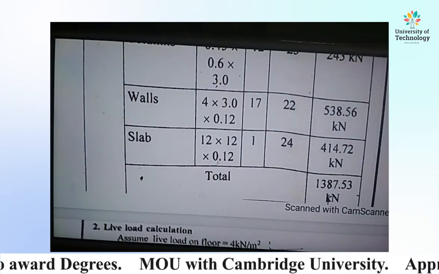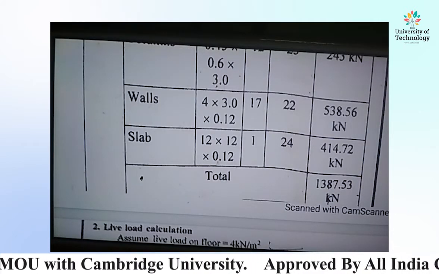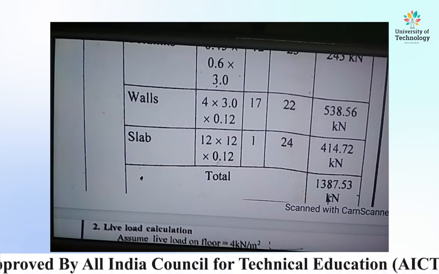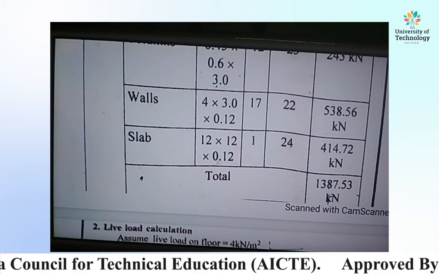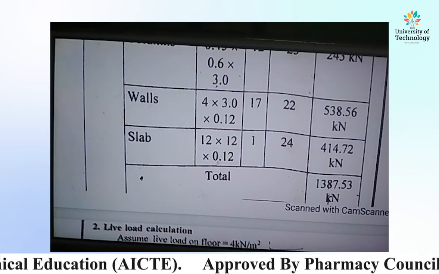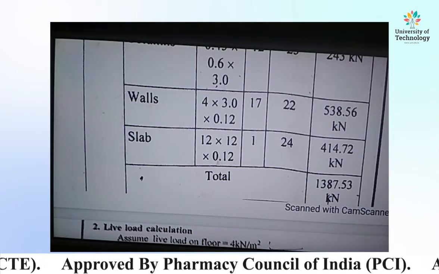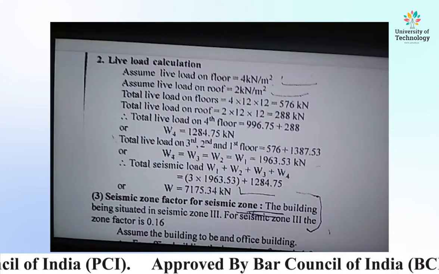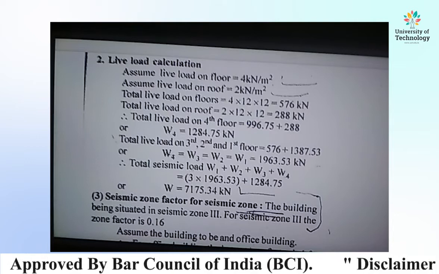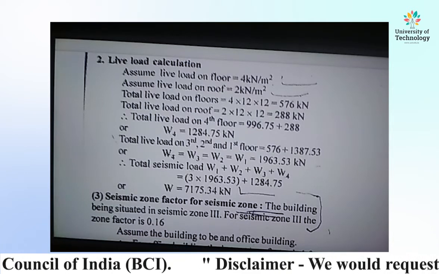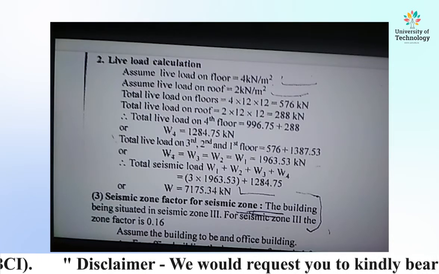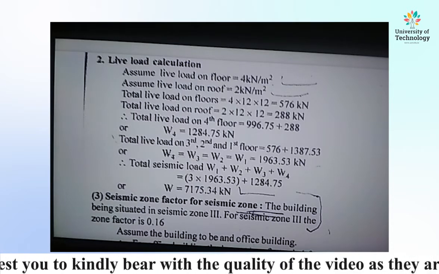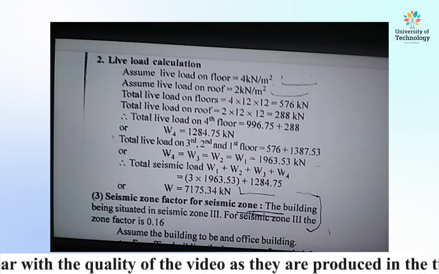So the grand total of dead load in the case of the first, second and third story is 1387.53 kilonewton. Okay. So the next, second step is live load calculation. Assume the live load on the floor, which is given as 4 kilonewton per meter square. If not given, we will take 4 to 5 kilonewton per meter square.